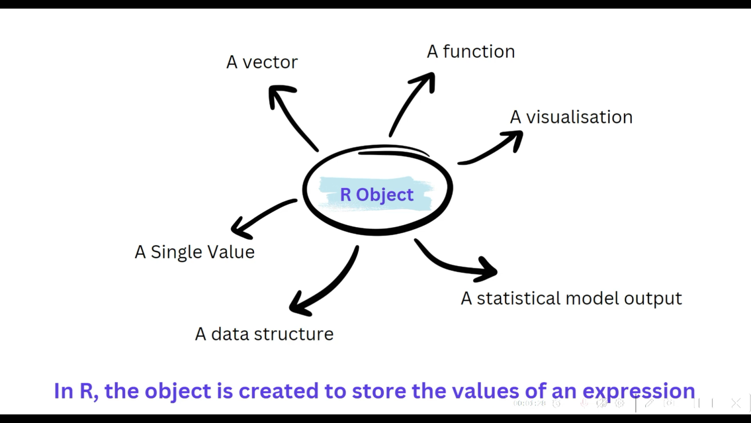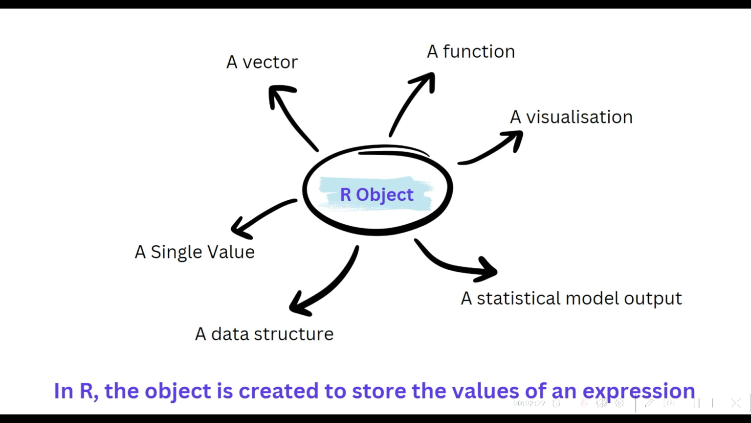In R, an object is created to store the values of an expression. You may create an object to store a number, a vector, or a data structure such as a matrix or data table. The object can also be used to store complex information such as an entire visualization or the output of a statistical model, for example linear regression model parameters. So in R, objects are everywhere. From simple addition to complex graphics, everything that is created in R becomes an object.